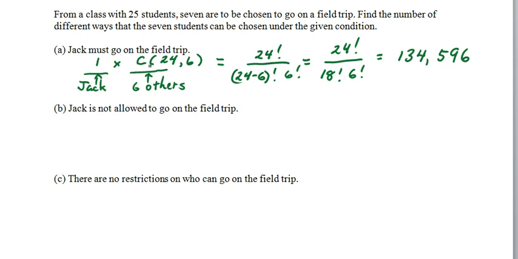Now, if Jack is not allowed to go on the field trip, it's actually an easier problem because we have 24 students and we'll be choosing 7 of them to go. So we take Jack out and we have 24 factorial over (24 minus 7), which is 17 factorial times 7 factorial.